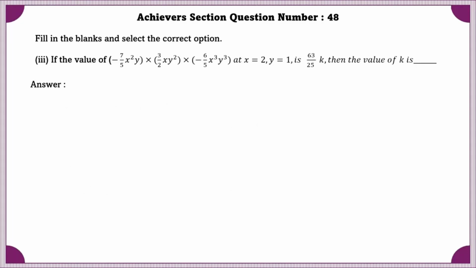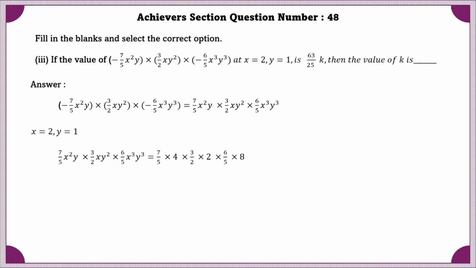Third one, if the value of this at x is equal to 2 and y is equal to 1 is 63 by 25k, then the value of k is. First, let us simplify and write. Afterwards, we have to substitute the values of x is equal to 2 and y is equal to 1. If we do that, we will get 4032 by 25, which can be written as 63 into 64 by 25. Therefore, k is equal to 64.